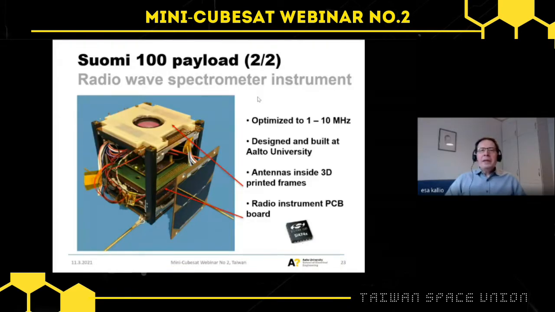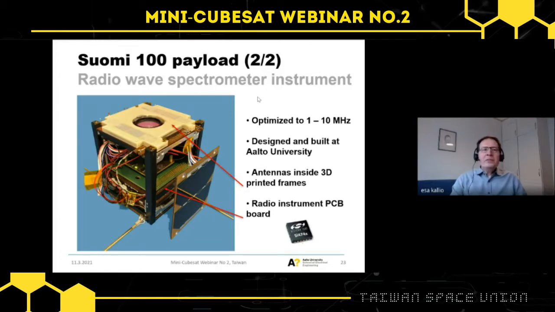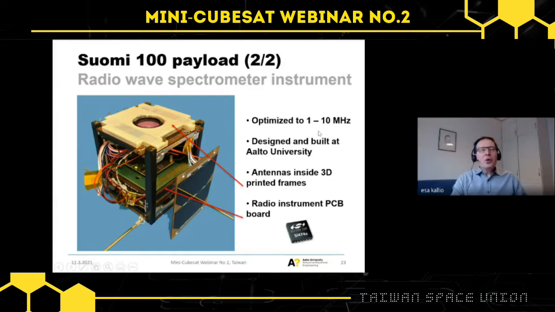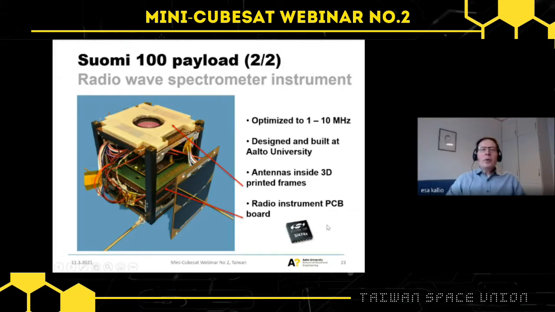So we didn't build the platform as we did in Aalto 1 and Aalto 2. It was a commercial platform, so that we can really focus on building an instrument as reliable as possible. And it was our main instrument. As I just mentioned, it is optimized from a few megahertz to about 10 megahertz, so mainly the HF range, and then, as I mentioned, commercial components.